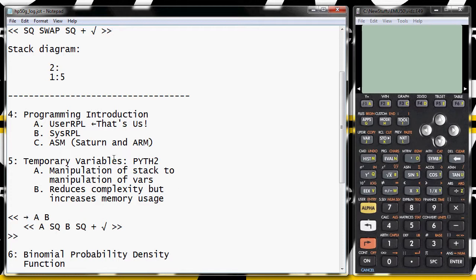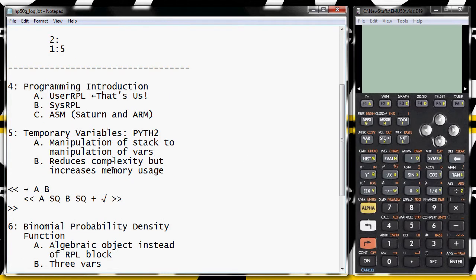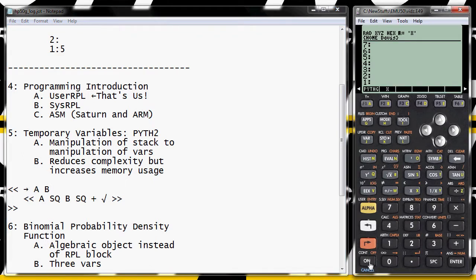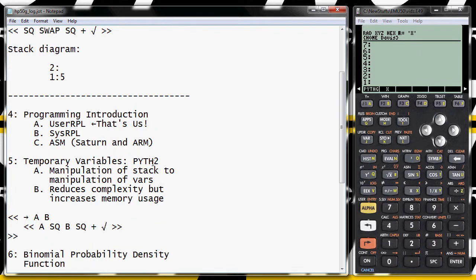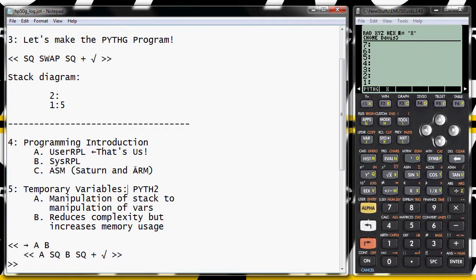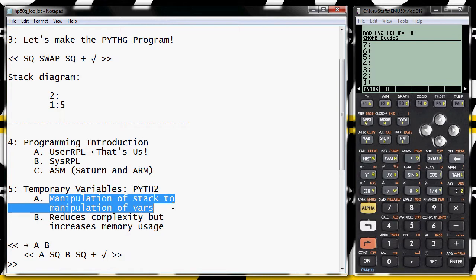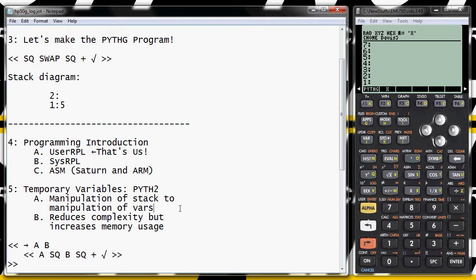So let's go on to actually program something. Today we're just going to be learning about temporary variables. Temporary variables are great. They allow you now to deal with names and ideas instead of having to think about what's on the stack.